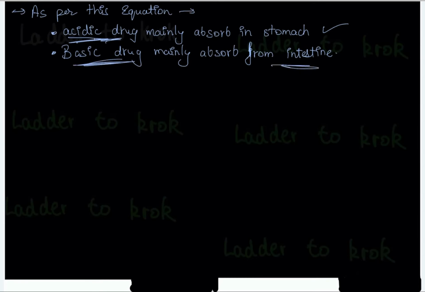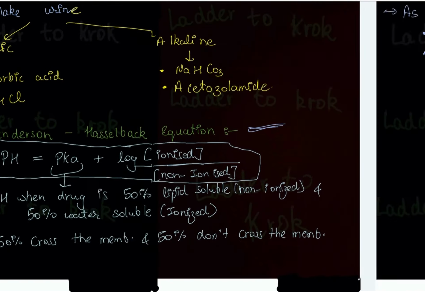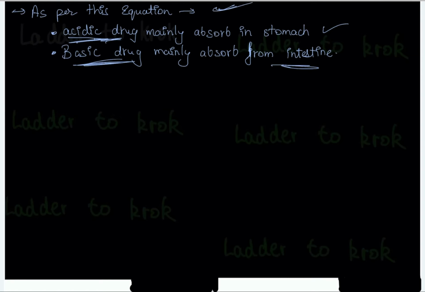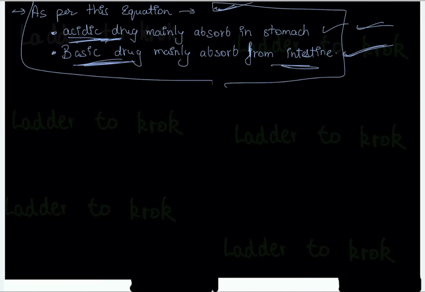But I want to tell you one thing. This is only correct as per the Henderson-Hasselbalch equation. As I already told you, most drugs, about 80%, are absorbed from the small intestine, practically, even if they are acidic or basic. Got it? Because in our stomach the food doesn't stay for a long time. Approximately after 30 minutes your stomach gets empty.